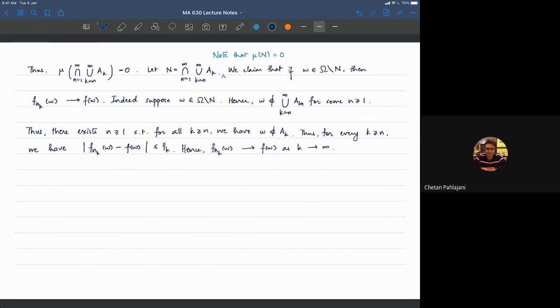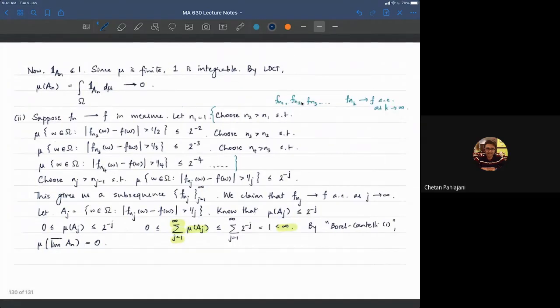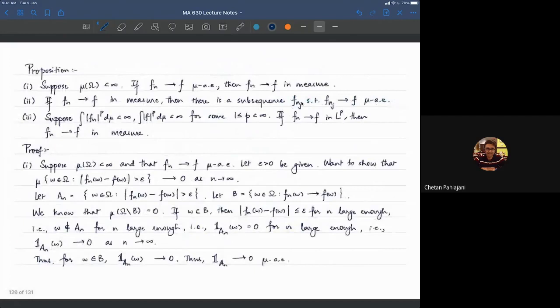Any questions with this? All right, so what we've done is we have in fact found a subsequence which converges to f almost everywhere. Okay, so that takes care of parts 1 and 2, and now we need to take care of part 3, right?